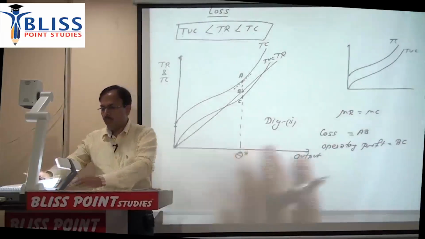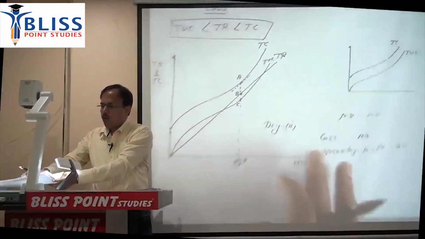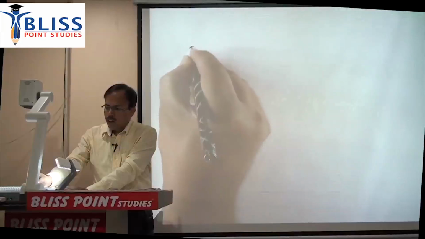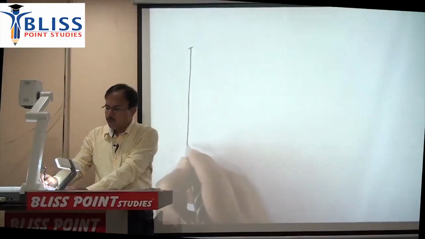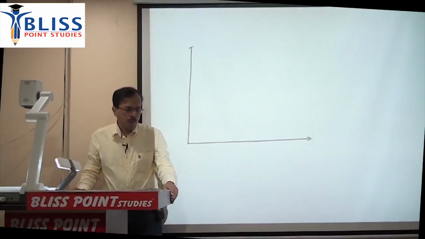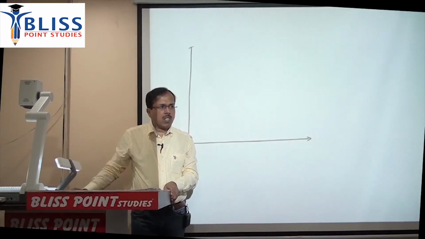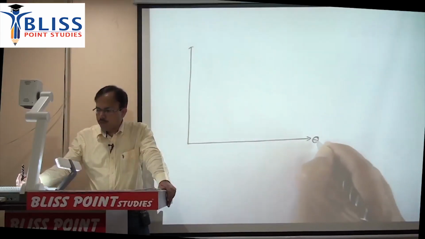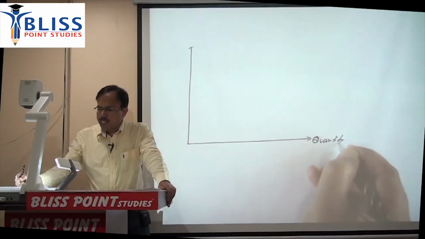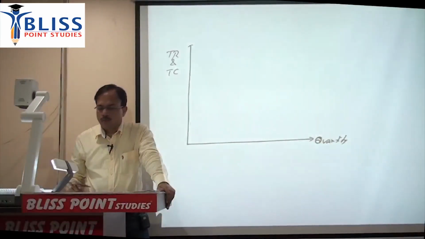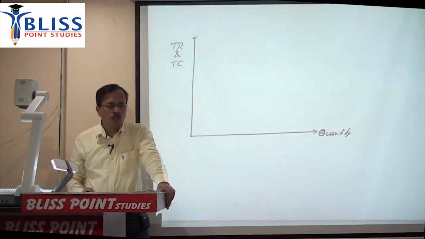Next paragraph. For normal profit, third diagram, for normal profit, total revenue must be just tangent on total cost curve.